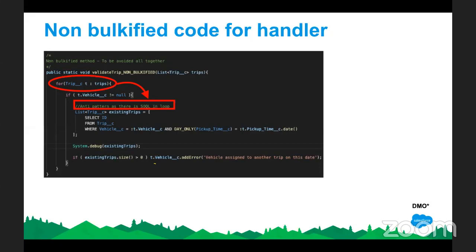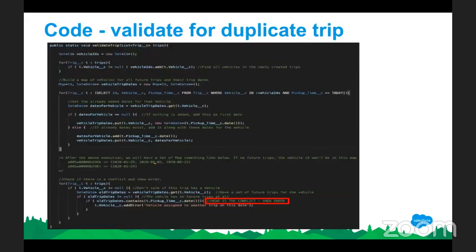There is a loop. There is a query inside the loop. That should be avoided for any reason. If Salesforce has a holy book, it is one of the sins to have SOQLs or SOSLs or DMLs within a loop. So this code, though it is right, is wrong. So how to write it?